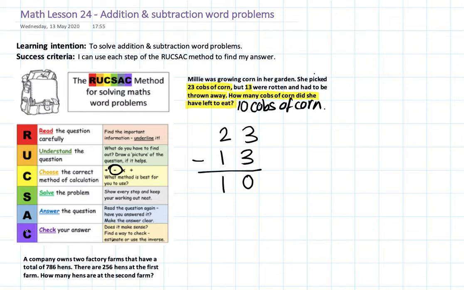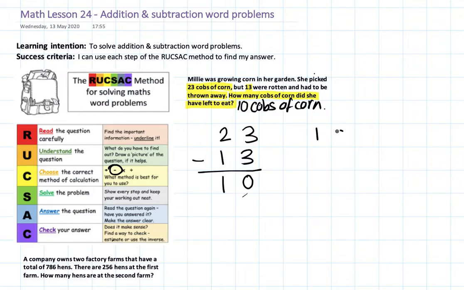What's the next step? C. Check your answer. Does it make sense? Find a way to check. Estimate or use the inverse. Alright, so I'm going to use the inverse. That means going the opposite way. So I'm going to start from my 10. Okay, and because we've subtracted 13, I'm going to add 13 and see if I get 23.